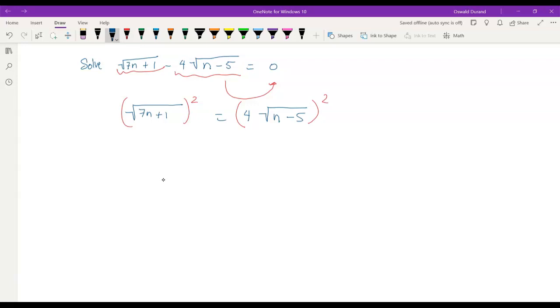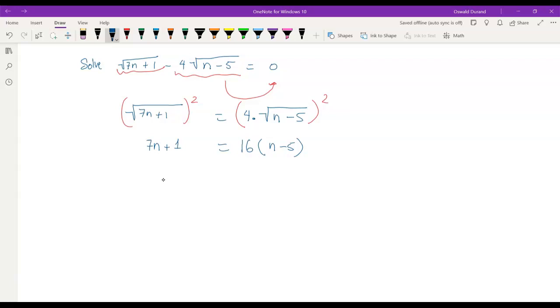So the radical and the square cancel out. I'm just left with 7n plus 1 on the left side equal to, let's not forget, this is 4 to the second power. We have to evaluate that. So that's 16. And then the square root of n minus 5, the square root cancels out, and I'm just left with n minus 5. You're going to have to put the n minus 5 inside parentheses to show that this is 16 times n minus 5, because this is 4 times square root of n minus 5. Okay? So now we have a simple equation.